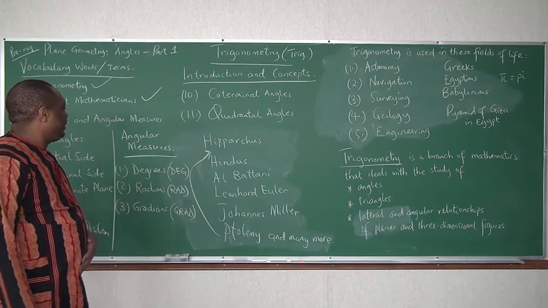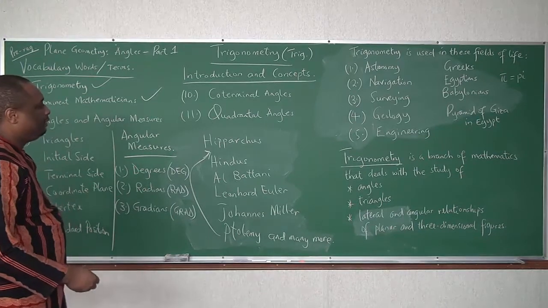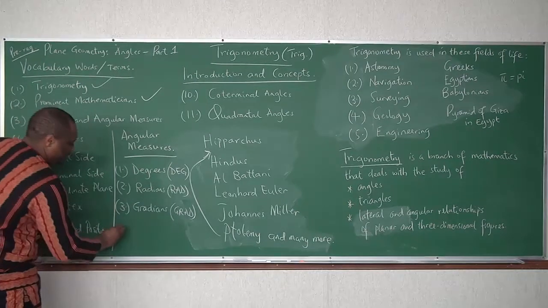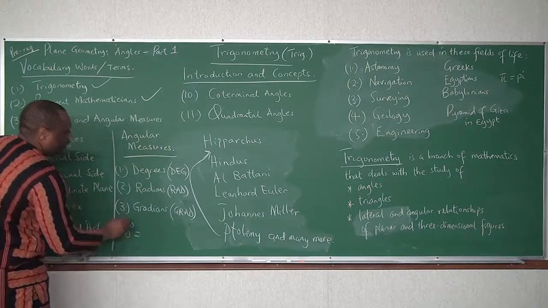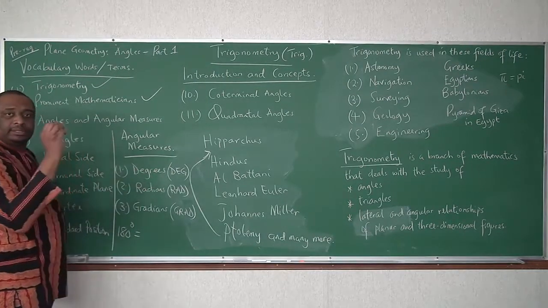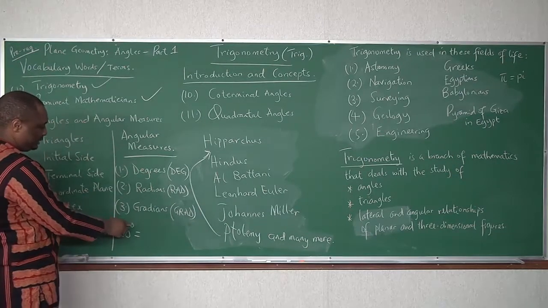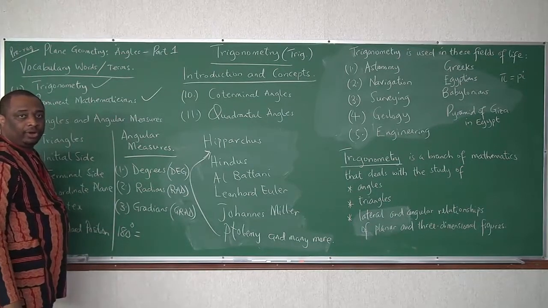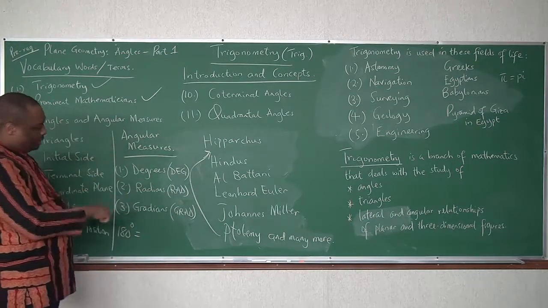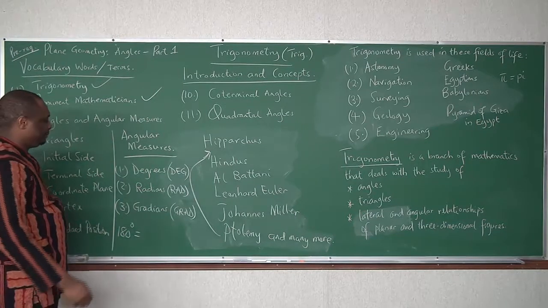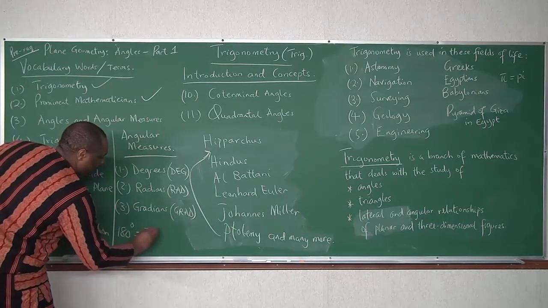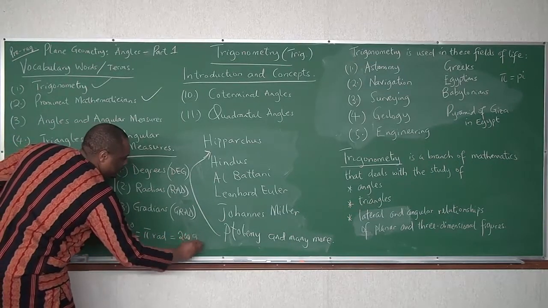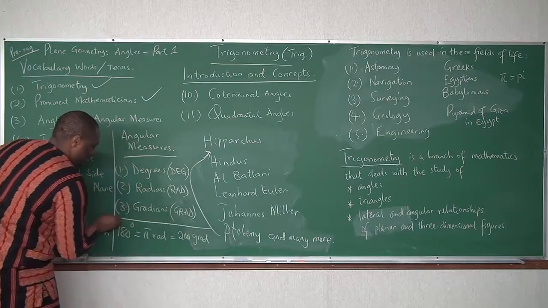But I'm going to give you the conversion. You have that 180 degrees, of course this degree can also be written as just a small zero as a superscript. 180 degrees is equal to pi radians, which is equal to 200 gradients, grad, okay?